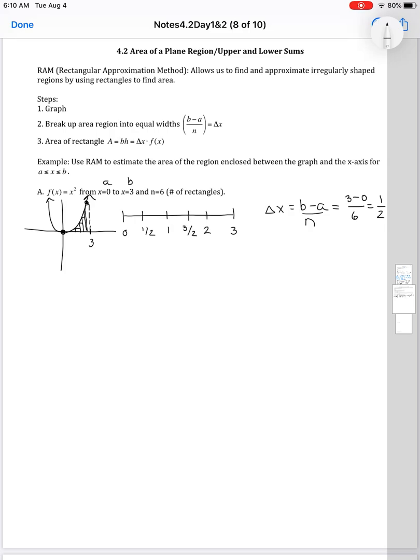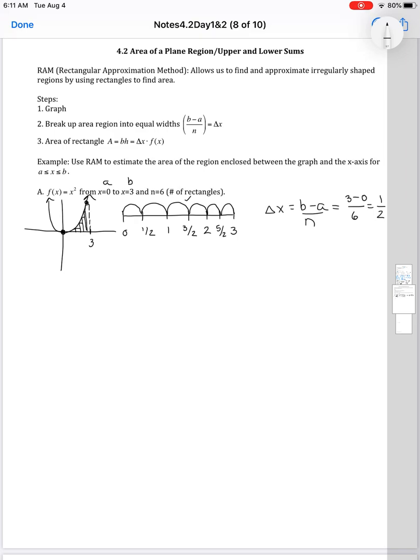So if I go 1/2 away from 0, that's 1/2. 1/2 away from 1/2 is 1. 1/2 away from 1 is 3/2. 1/2 away from that gets me 2. And 1/2 away from that gets me 5/2. And then I get 3. And then what you want to do is, if we're saying this is broken down into 6 rectangles, make sure you have 6. So 1, 2, 3, 4, 5, 6, which we do. Okay, so we have 6, so we're good.